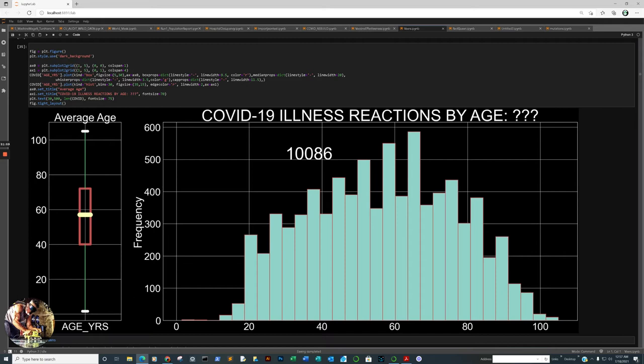All right, this is odd. COVID-19 illness reactions by age. I put the question marks here because it's really unusual. But so far, 10,086 cases of COVID-19. Now, all right, almost forgot one thing.